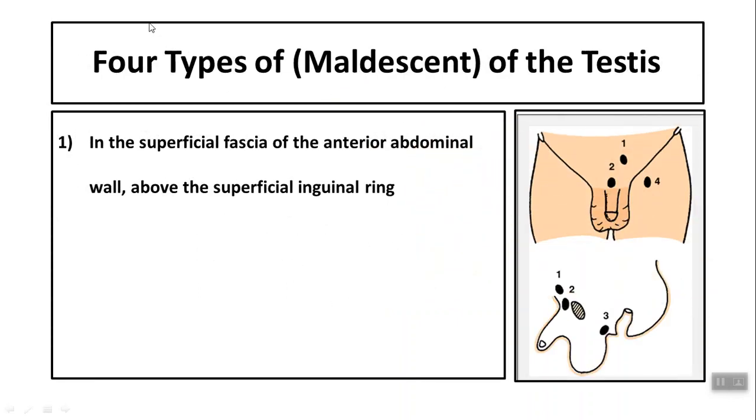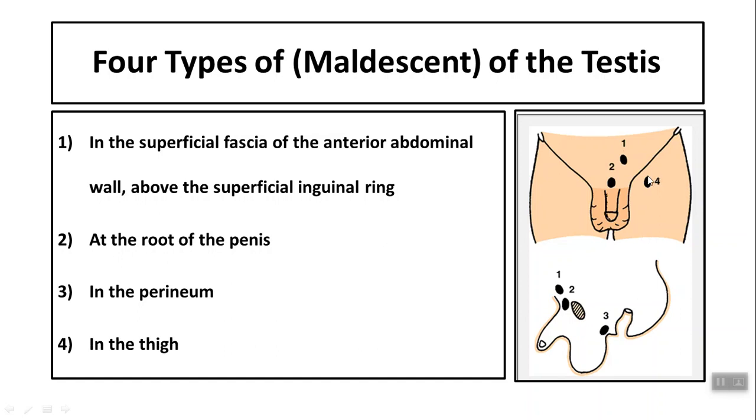Another abnormal condition is called maldescent. Maldescent means that the testis is in an abnormal position. First of all, number 1 in the superficial fascia of the anterior abdominal wall, above the superficial inguinal ring. Number 2 at the root of the penis. Number 3 in the perineum. And number 4 in the thigh. All these four positions are abnormal positions for the testis, and they are regarded as the types of maldescent of the testis.